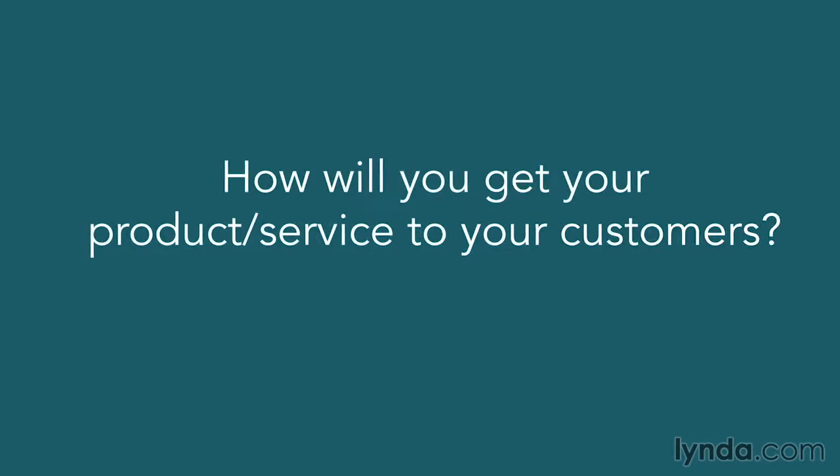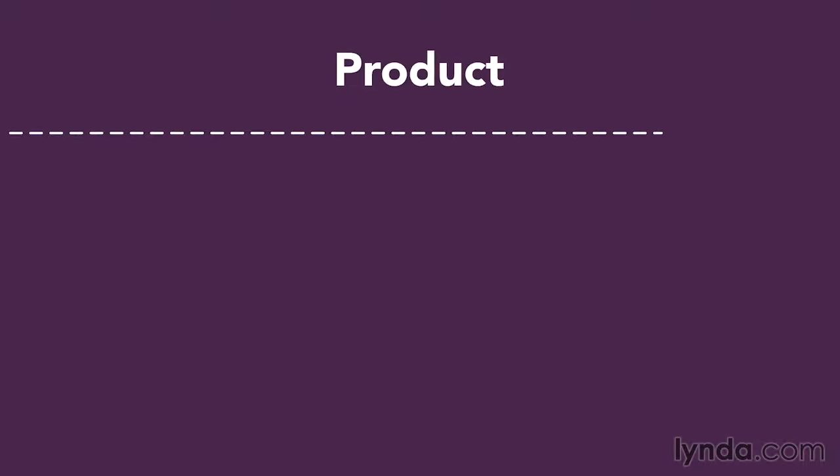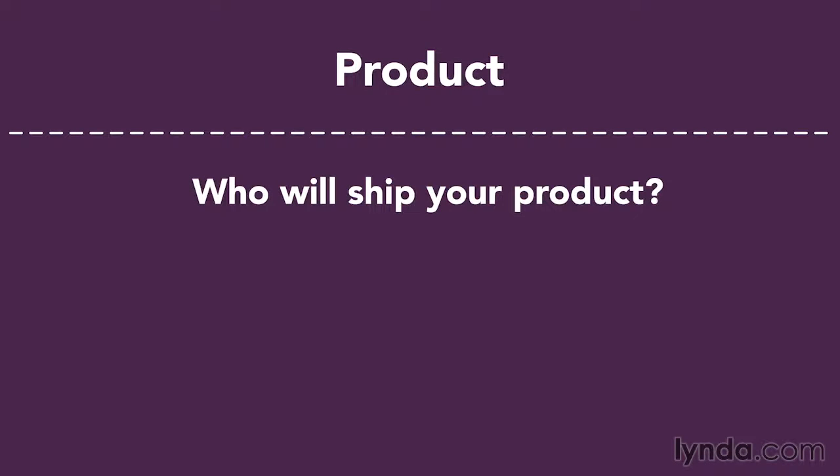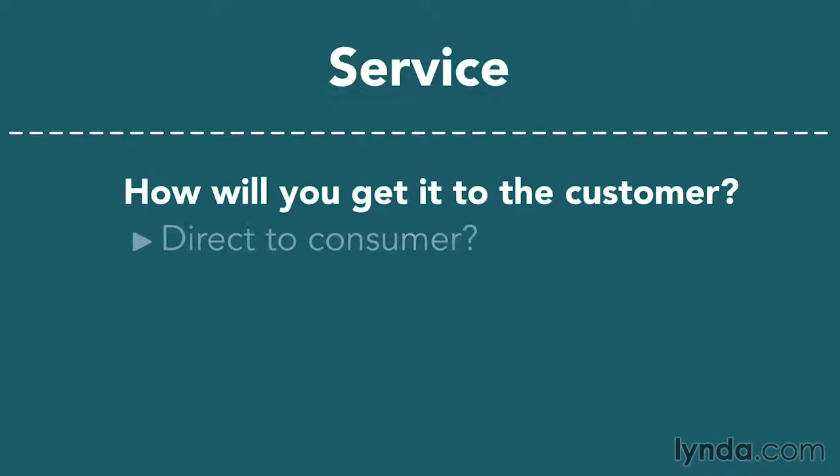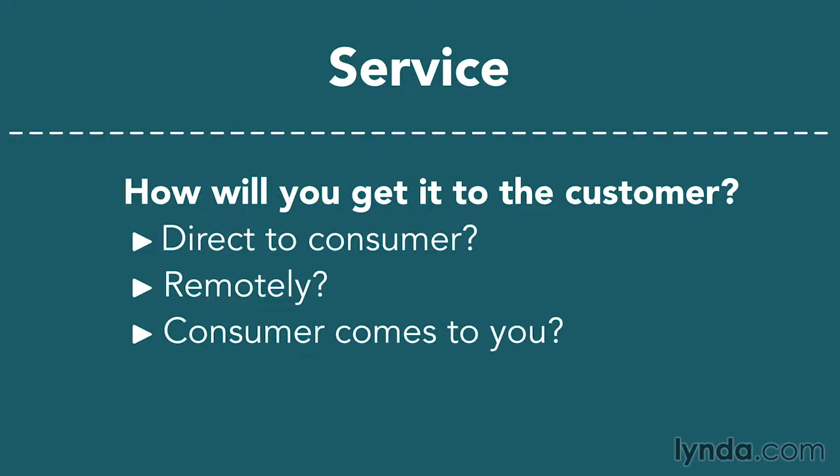The next section of your business plan needs to lay out product or service delivery. How are you going to get your product in the hands of your customers? If it's a product, who's going to ship it? Are you going to ship it direct through the post office or UPS or Federal Express? Are you going to sell your product through retail? If it's a service, are you going to go to the customer? Are you going to deliver your service remotely? Are you going to have the customer come to you to be serviced?